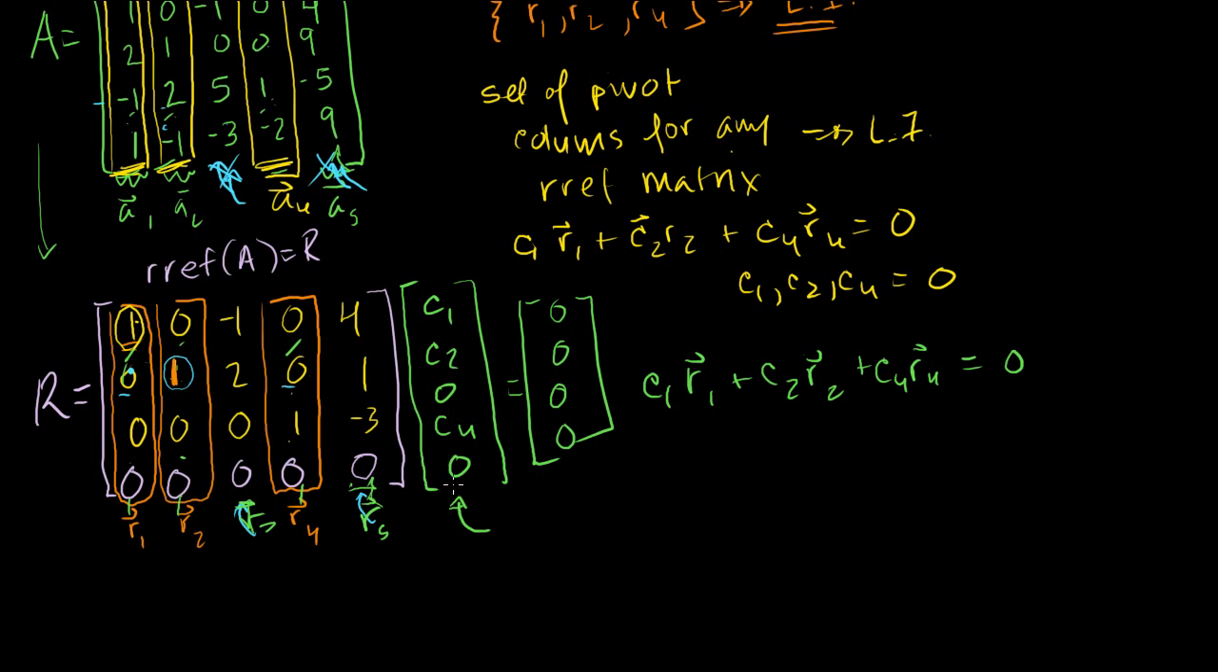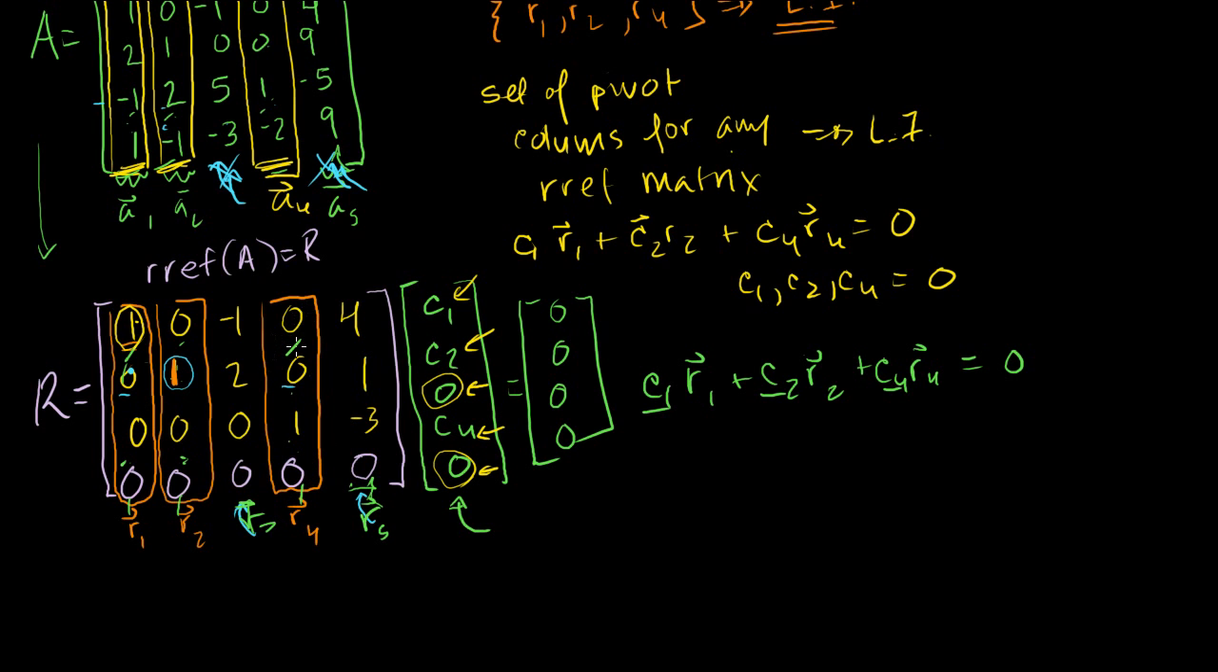So the only solution to this, because we know that these 3 columns, those 3 pivot columns, are linearly independent, is that all of these equal 0. That's exactly what I said right up here. So the only solution here, if these 2 are 0, is that these guys also all have to equal 0, if I already constrain these 2.